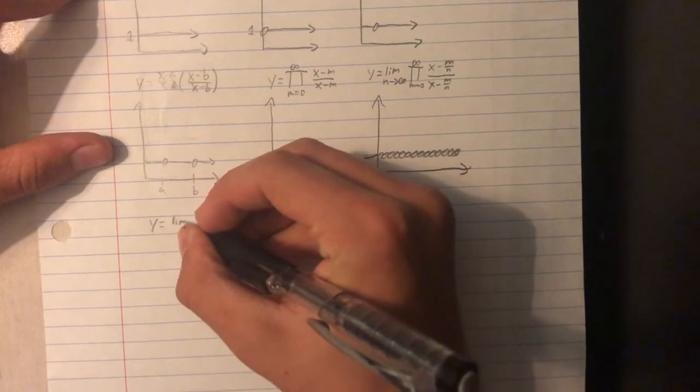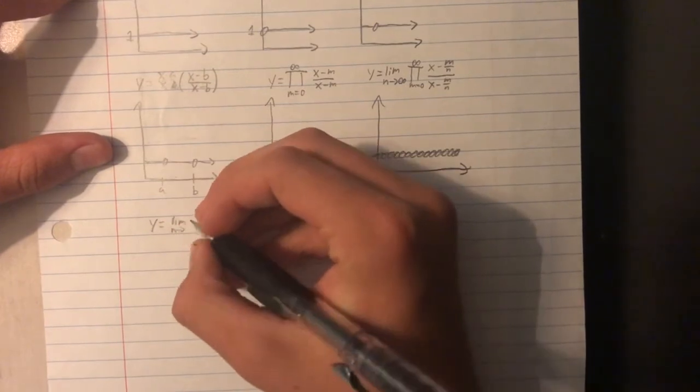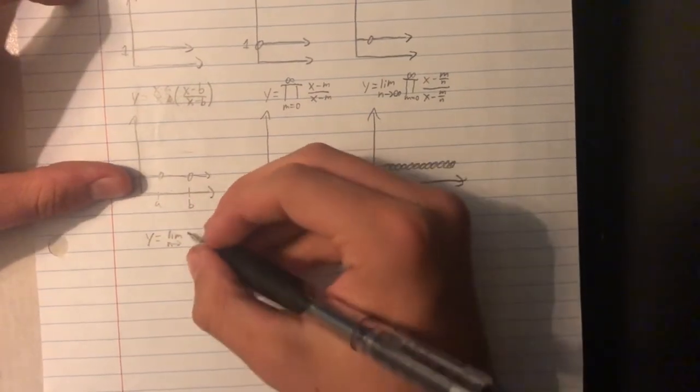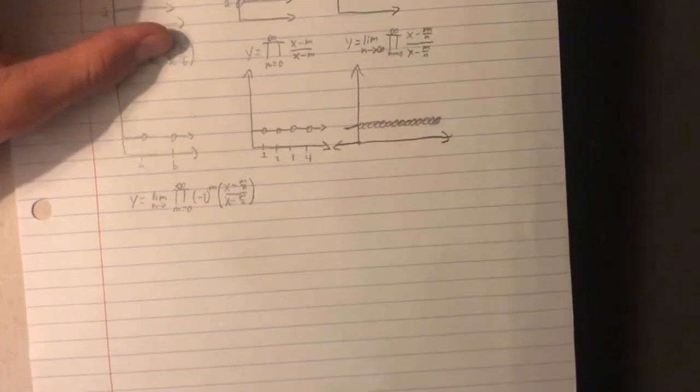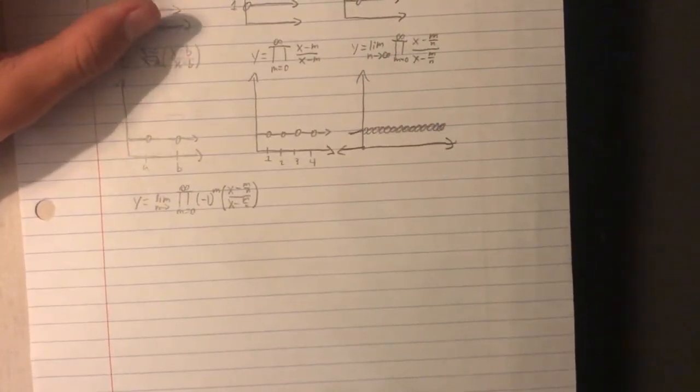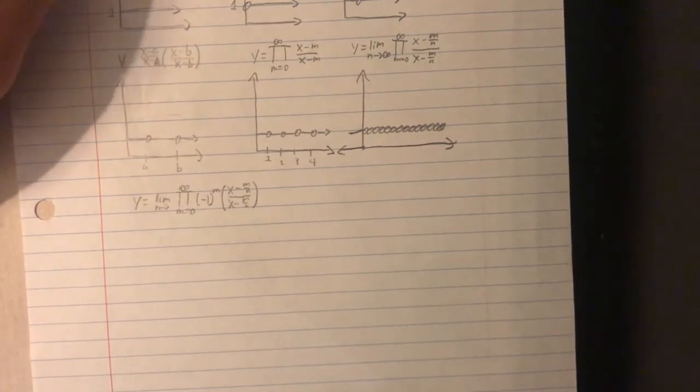This means that we can add a negative 1 to the m term. Well, ordinarily, this would mean that the function alternates between positive and negative holes. Since the distance between the holes is infinitely small, it actually doesn't matter. There's still a hole at every positive and negative point.